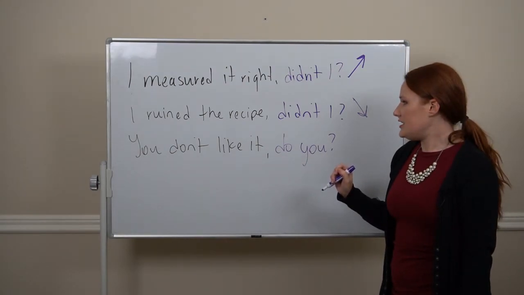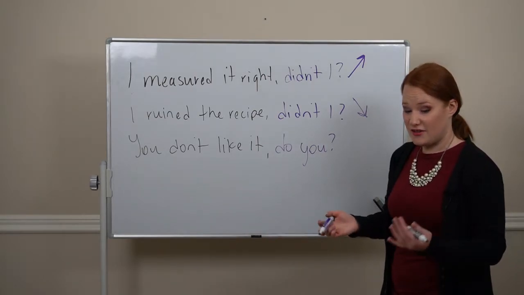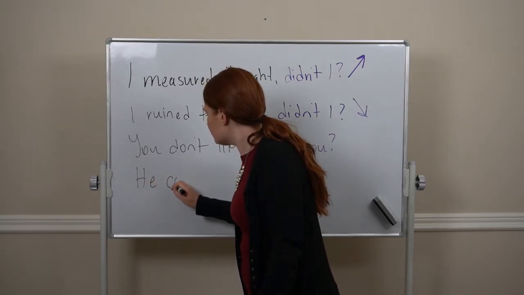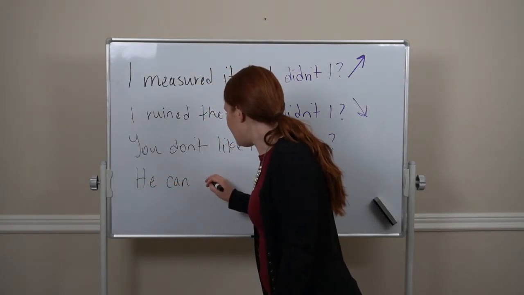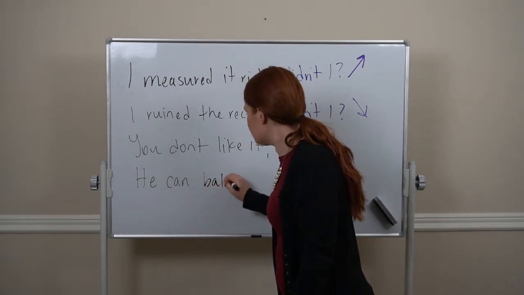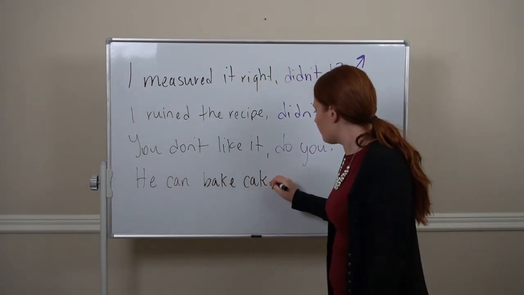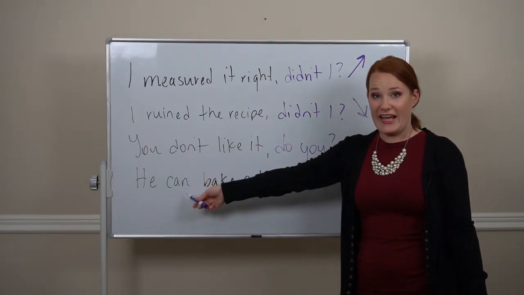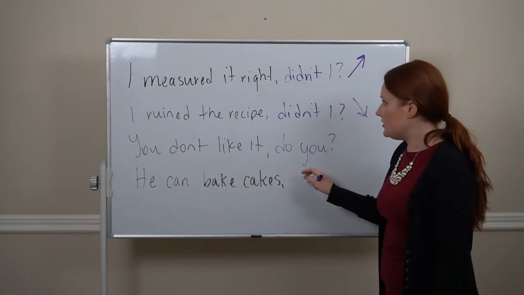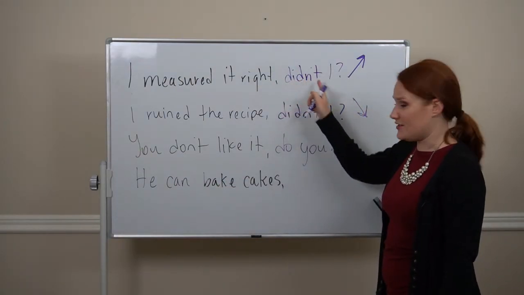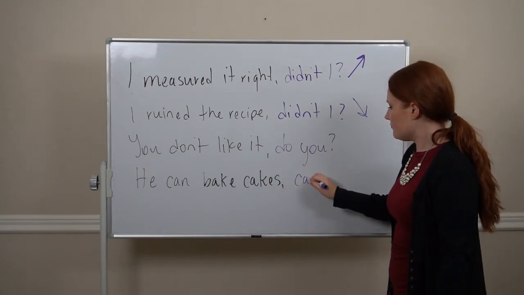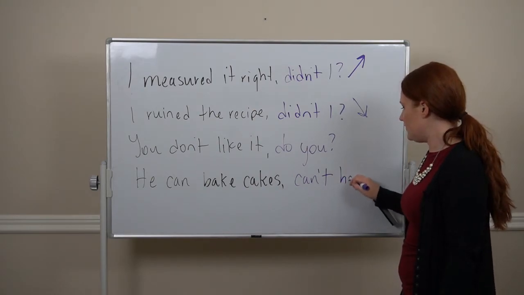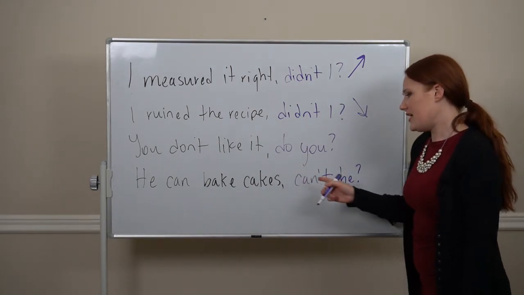In a sentence where we already have an auxiliary verb, like he can bake cakes, we already have an auxiliary verb here, can. So we'll just use that here. But the first one, we had to think of the auxiliary verb. Here, we've already got it. Auxiliary verb, make it the opposite. So here, negative. And add the subject. He can bake cakes, can't he?